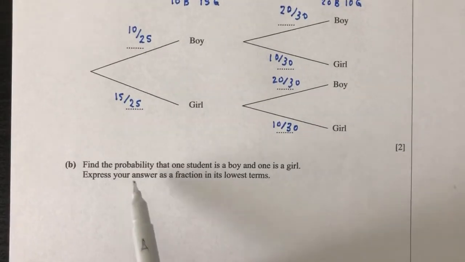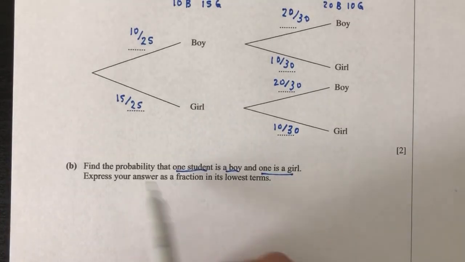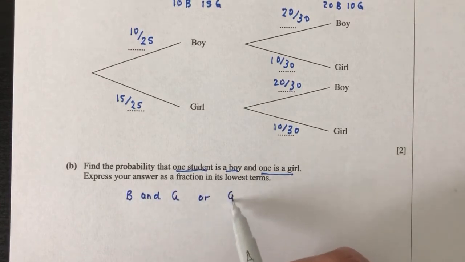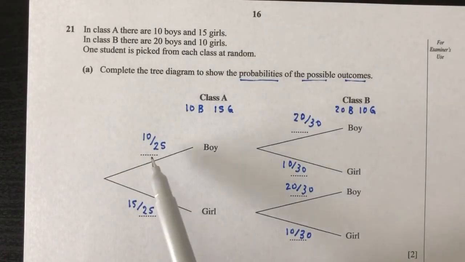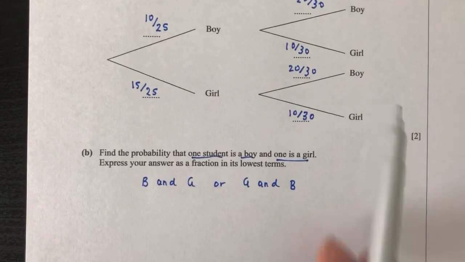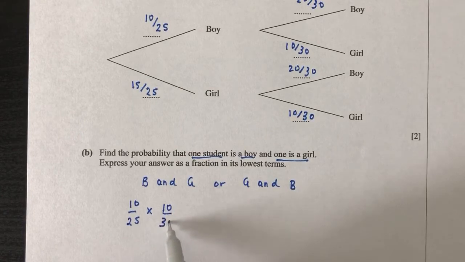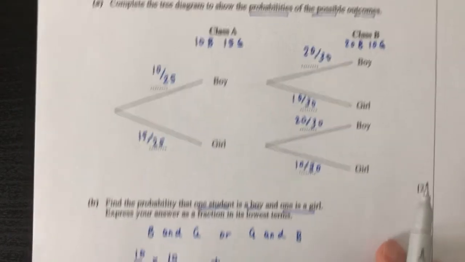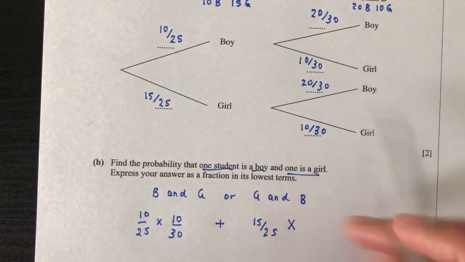So part B, find the probability that one student is a boy and one is a girl. Okay, so it can be boy and girl, or it can be girl and boy. Let's find the first one. What is boy and girl? Boy and girl will be 10 over 25 times 10 over 30. So 10 over 25 times 10 over 30 for the first option, plus girl and boy, so girl will be 15 over 25 and boy 20 over 30.